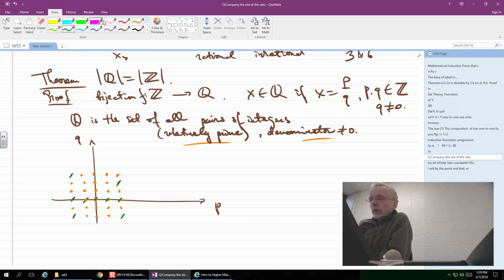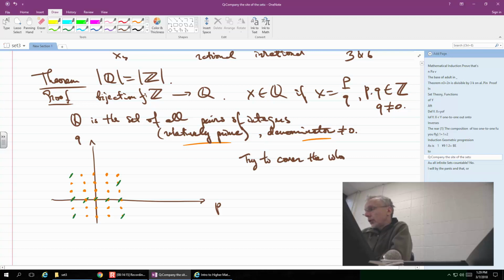Okay. So where is the proof? The plan of the proof is: finding a bijection is just a fancy way of putting something that might sound more familiar. We try to cover the whole Q on the plane with a sequence.